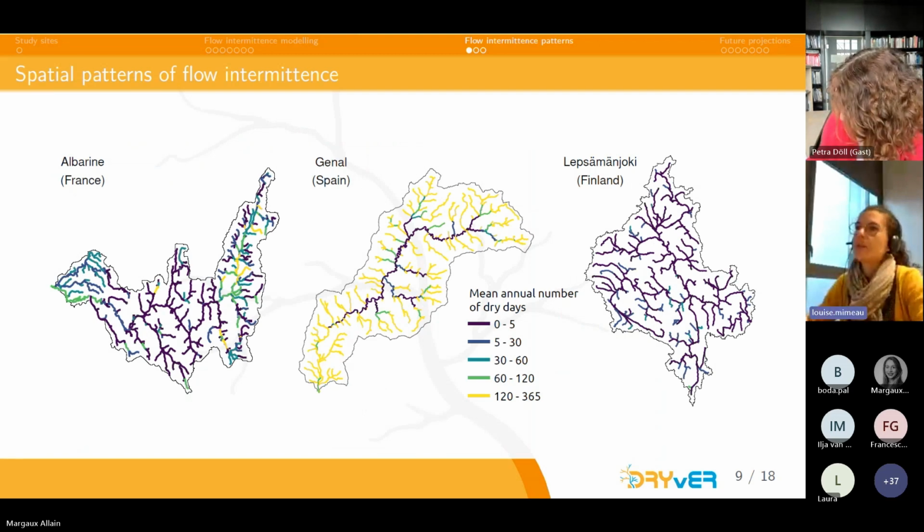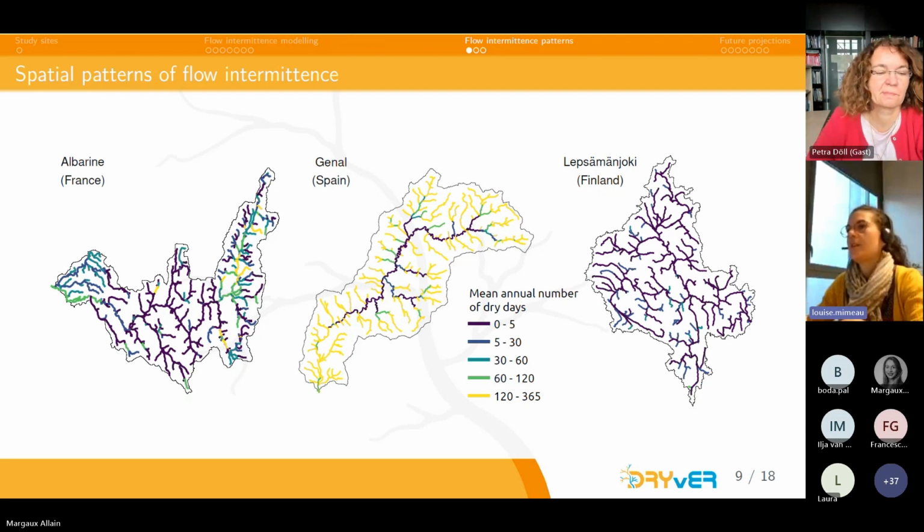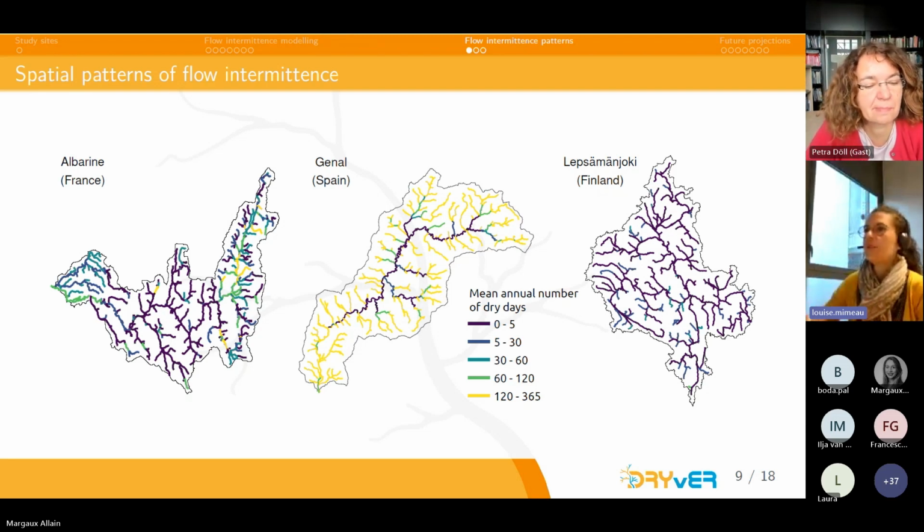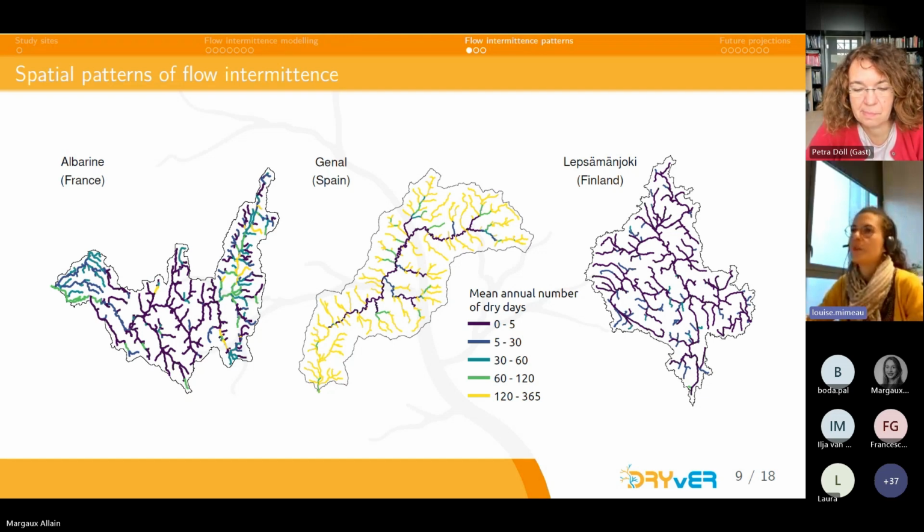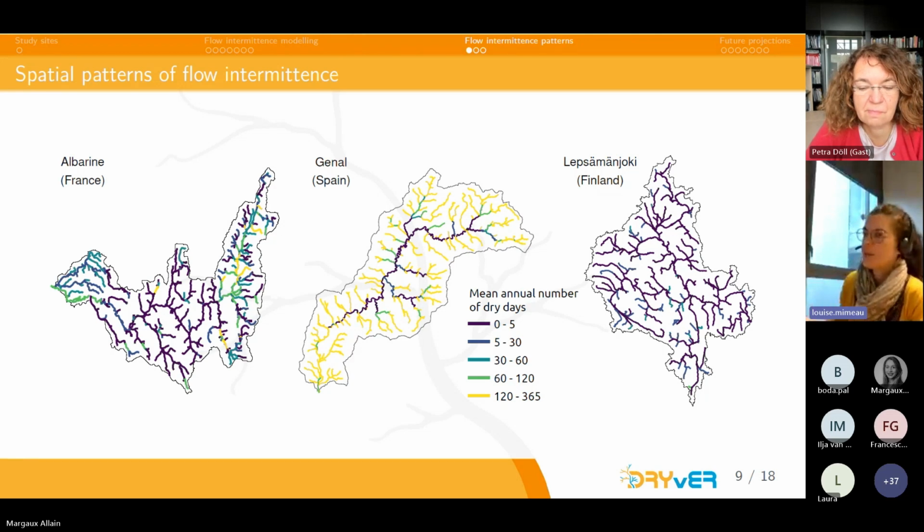So now that we have our hydrological model and flow intermittence model, we can use the model to simulate the flow intermittence in all the reaches of our catchment and study the patterns of flow intermittence. And here you have an example of the spatial pattern of flow intermittence in 3 of the study catchments, the French, Spanish, and Finnish catchments.